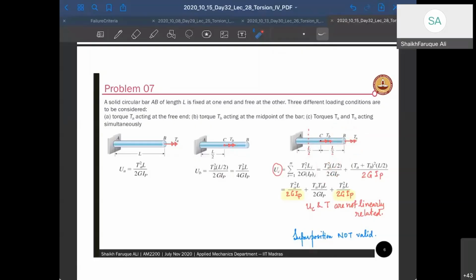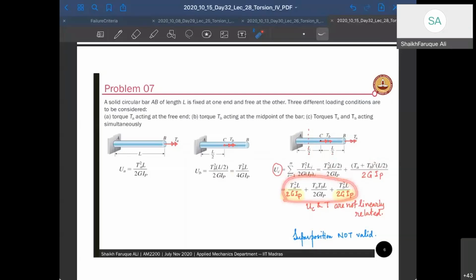But if you take a cross section here, it's going to be TA plus TB, right? So this cross section will have internal torque as TA plus TB. So it's going to be (TA plus TB) whole square into L by 2 by 2GIP. And then you can add them up because both are in terms of GIP and L. So you can add them up and that will come out to be something like this.